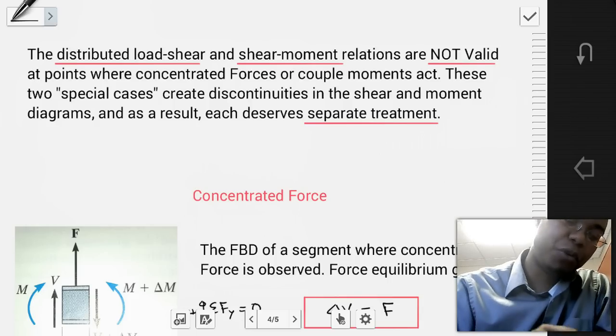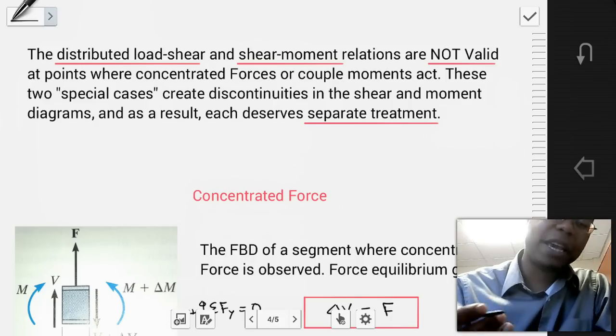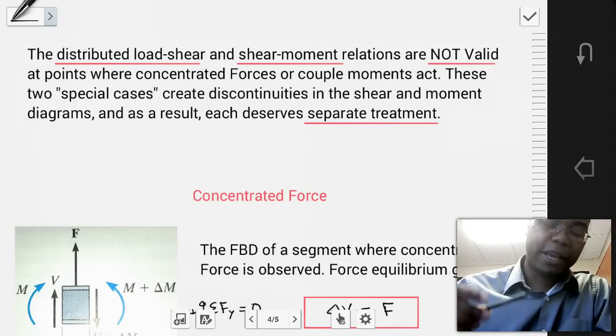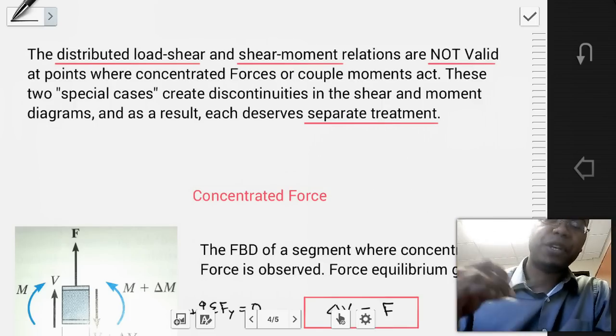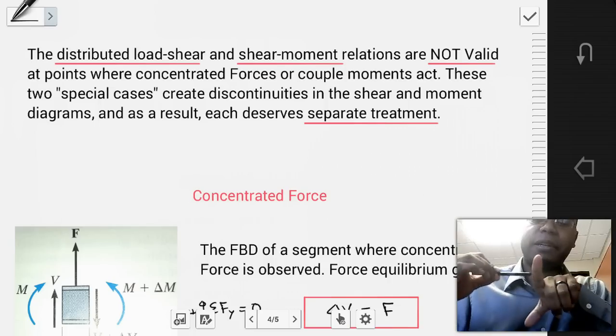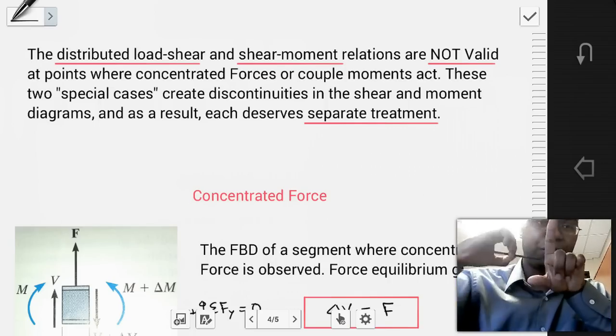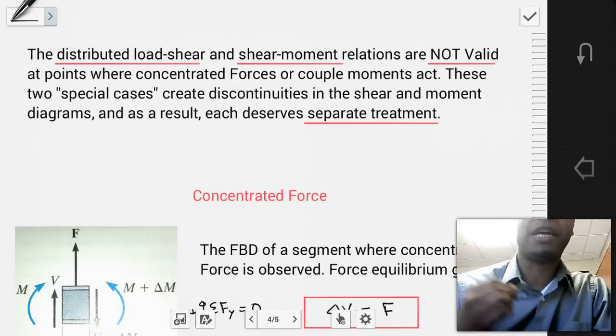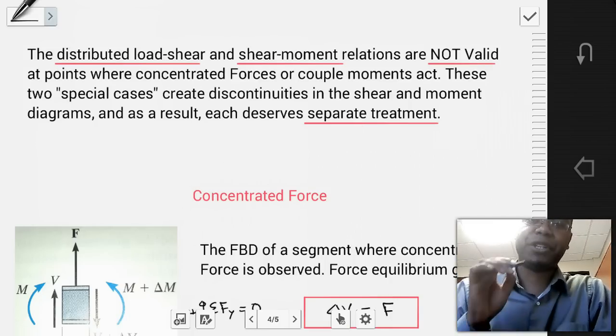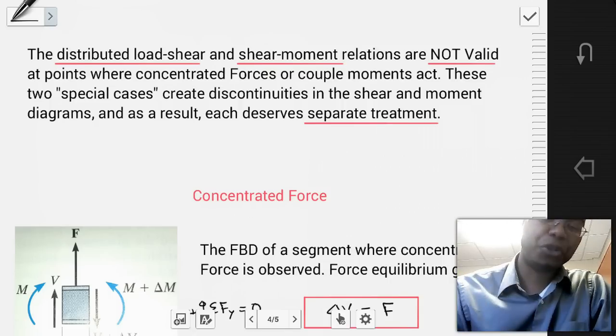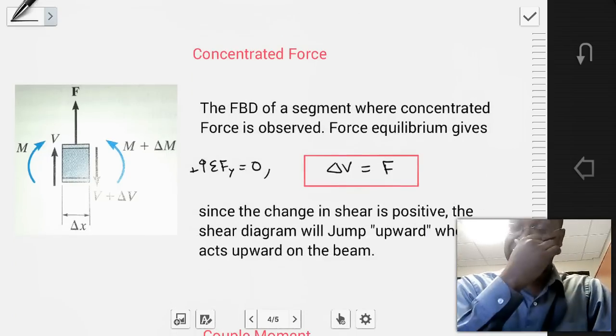And these two special cases create discontinuities in the shear and moment diagrams, and as a result, they each deserve to be treated separately. When I say discontinuities, it means that concentrated forces and coupled moments create discontinuous jumps in the value of the shear and moment diagrams. They're not smooth transitions. They're instantaneous changes in the shear and moment diagrams. And so we need special equations to study them. So let's focus on a concentrated force.